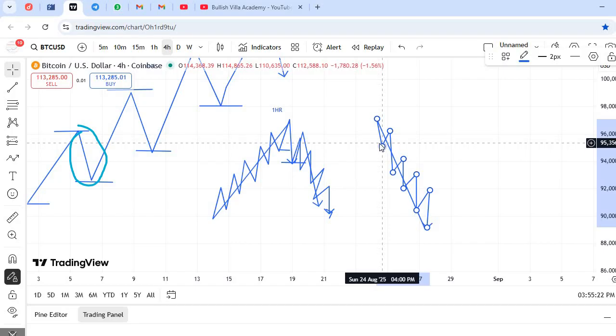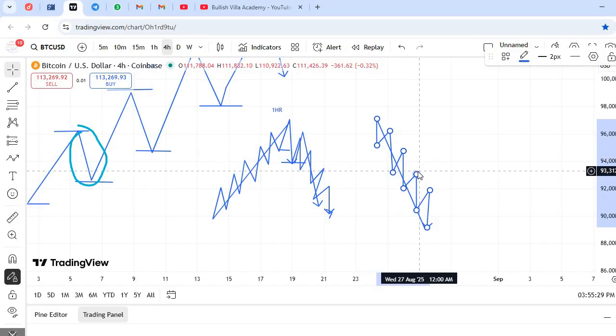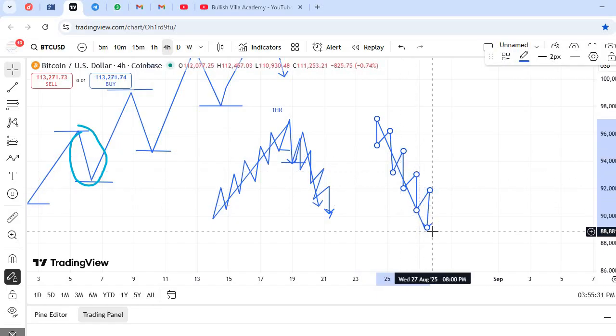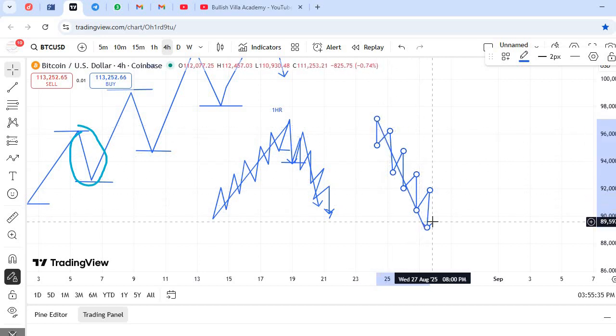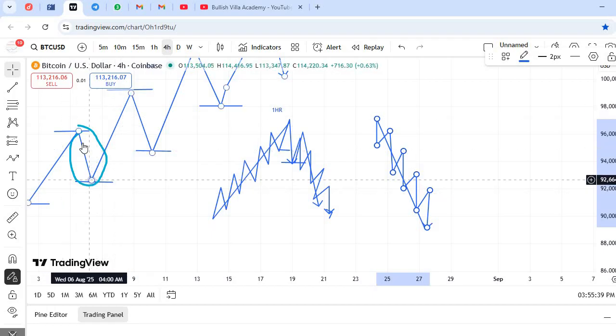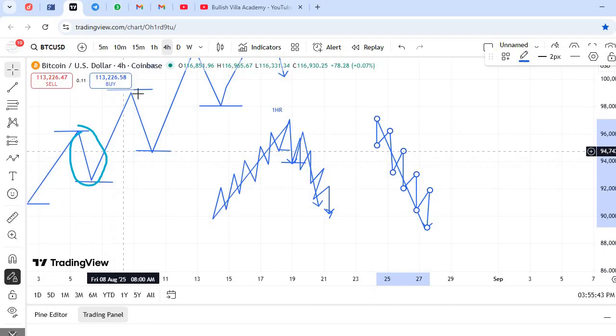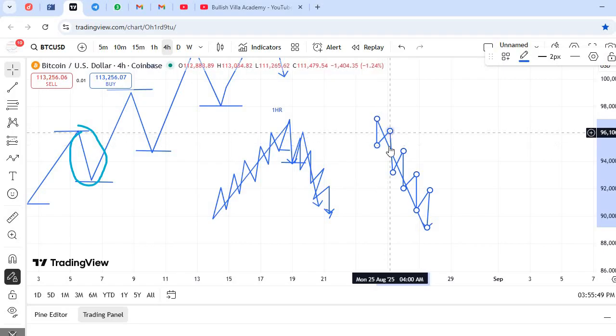So you can see we are having impulse, correction, impulse, correction, impulse. So now this is a new leg, which is the correctional movement. Now the question is, when are we going to know where this correctional movement will stop before the new impulsive move? So how are we going to know? And see, we are having lows, high, lows, high.